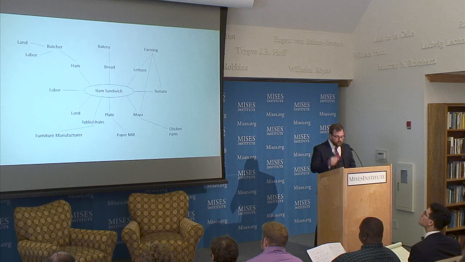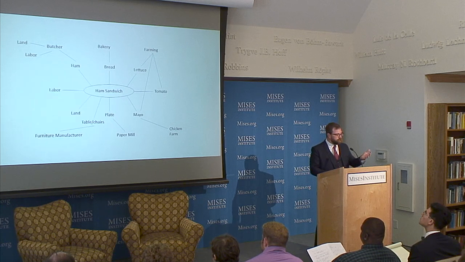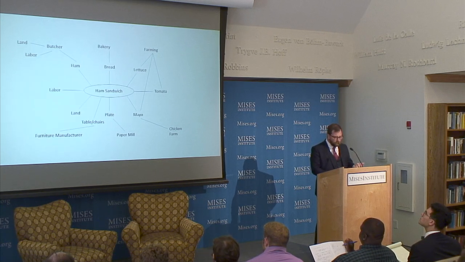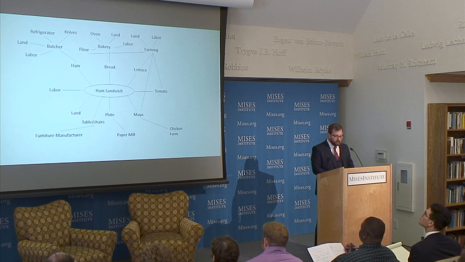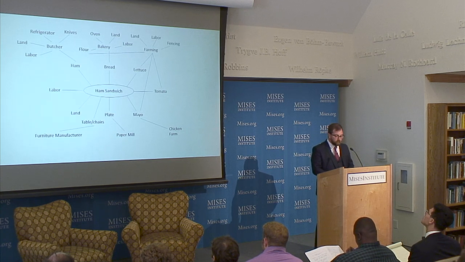So the butcher comes. The ham comes from the butcher. The butcher needs some land and labor and other capital goods as well. The bakery has land, labor, oven and flour. The flour comes from farming. I skipped a few steps there, as you'll see.